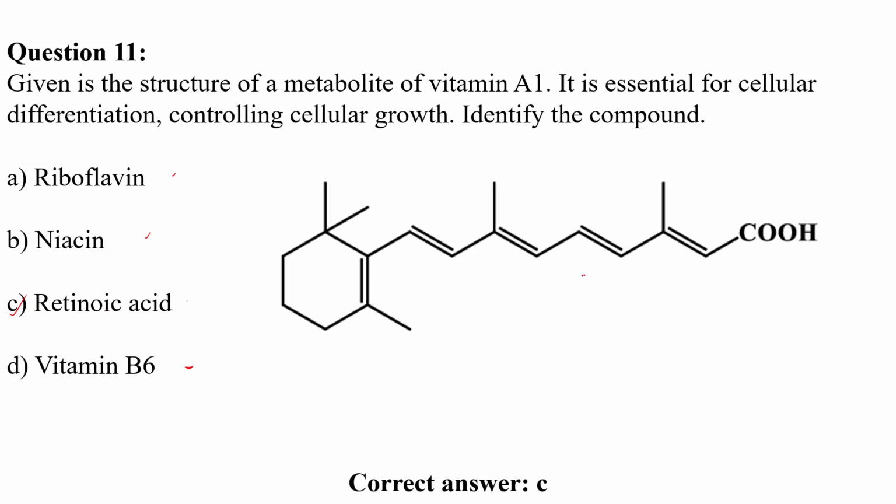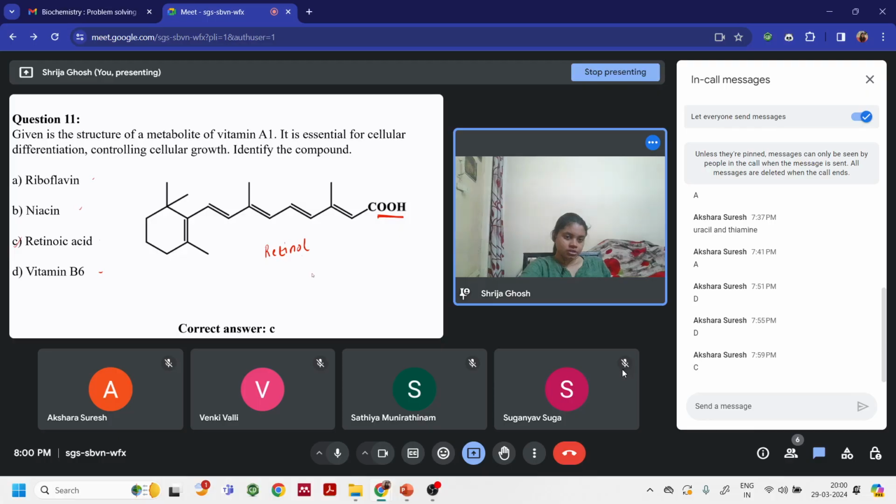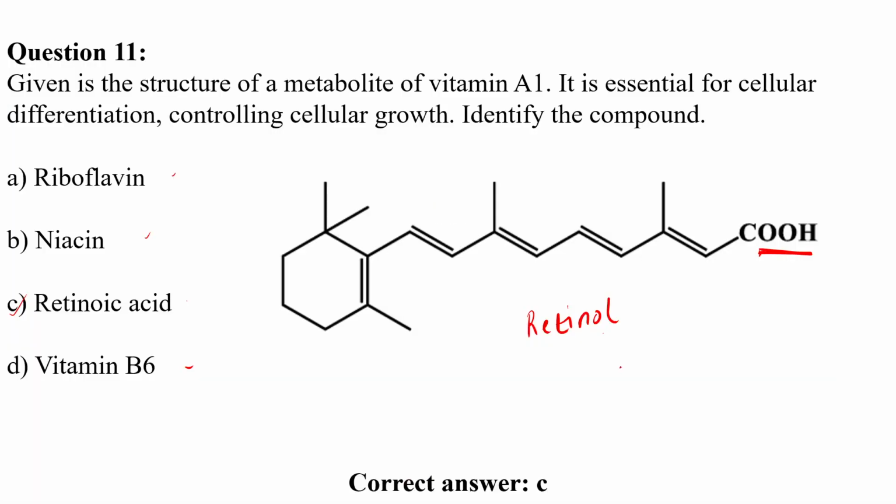So this is a metabolite of vitamin A, that is retinol. It is derived from vitamin A. Here we have the carboxylic acid group, so that's why it is called retinoic acid. Retinol will have an alcohol group, that is OH. Okay. So this is clear. This is about vitamin A1.